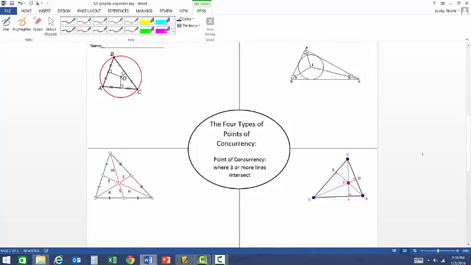You should have gotten these 4 triangles on a separate sheet of paper. Go ahead and cut those out and paste them into the spots like I have. And then we'll talk about what each name of each point is and its properties. So go ahead and pause the video, and when you're ready, you can restart it again.